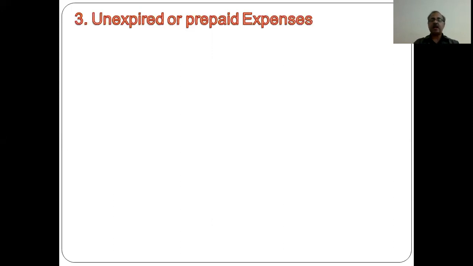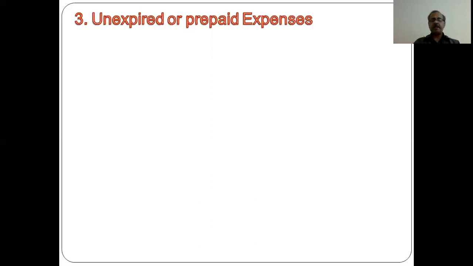The second effect is that outstanding expenses is a liability. Still we are required to pay. So that is why outstanding expenses will be showing on the liability side of the balance sheet. So I repeat, outstanding expenses means those expenses which are already incurred but not yet paid. Actually, we are supposed to pay the amount, but we have not yet paid. So it is our liability to pay.